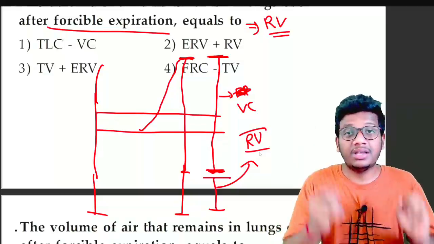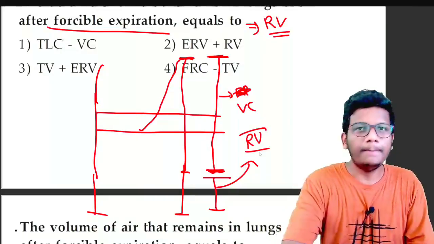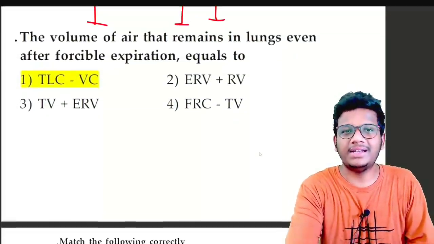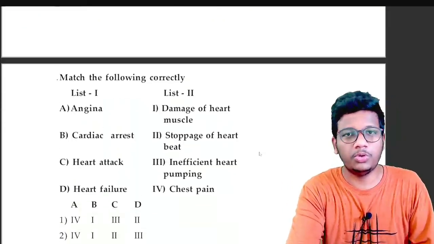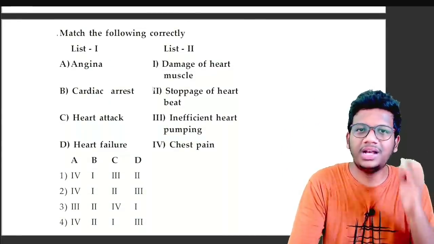Whatever you have, follow the same. I will teach you some other time. So this is a very important concept, guys. Total lung capacity minus vital capacity is your residual volume. So note it down very carefully. Just revise everything here. Now come back here for the last few questions.